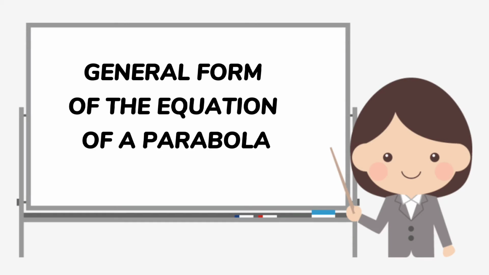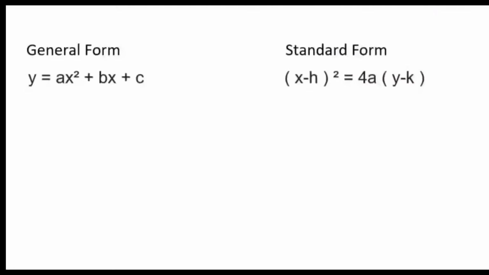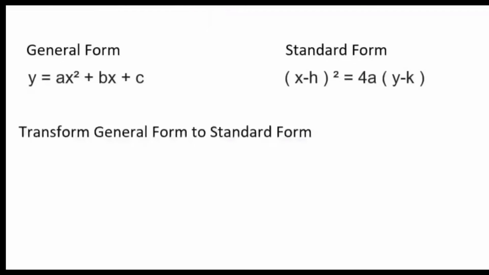General form of the equation of the parabola. General form is y equals ax squared plus bx plus c, and standard form is the quantity of x minus h squared equals 4a times the quantity of y minus k. And now we're going to transform a general form to standard form.